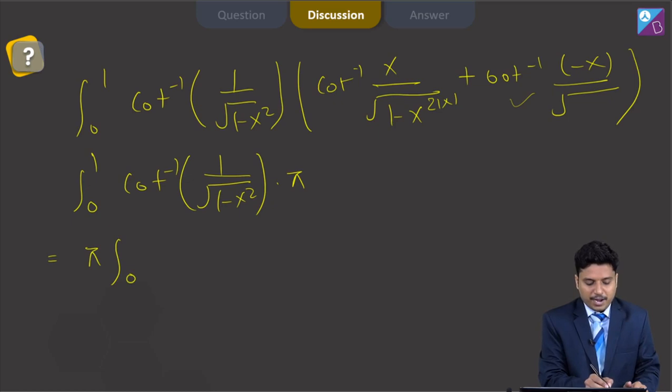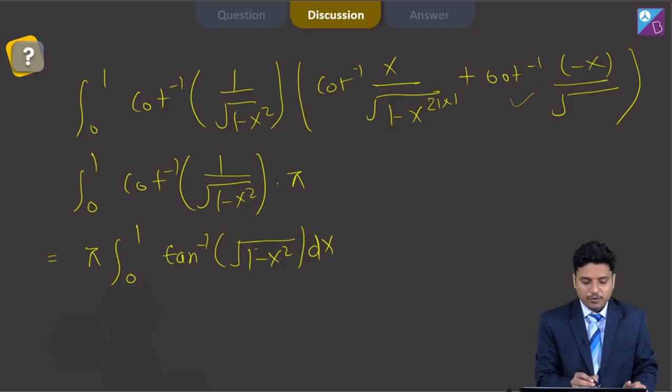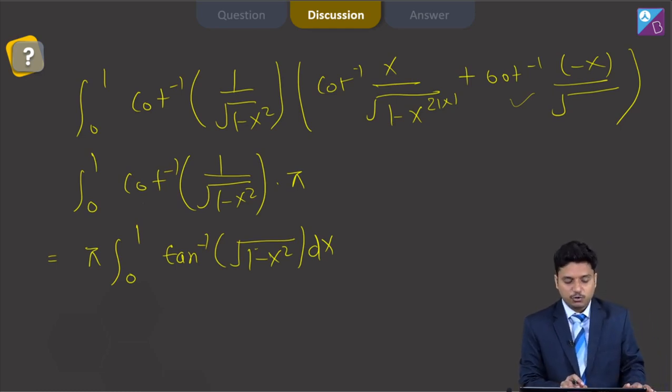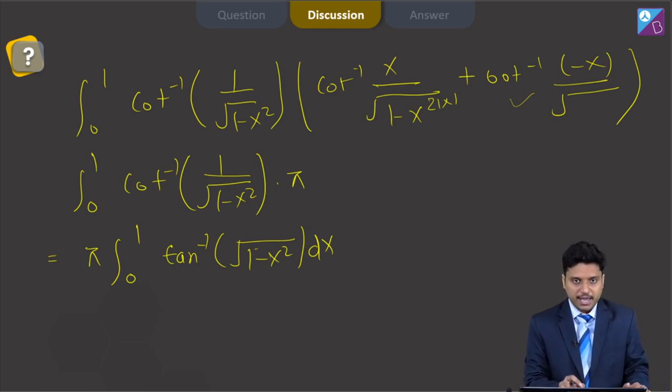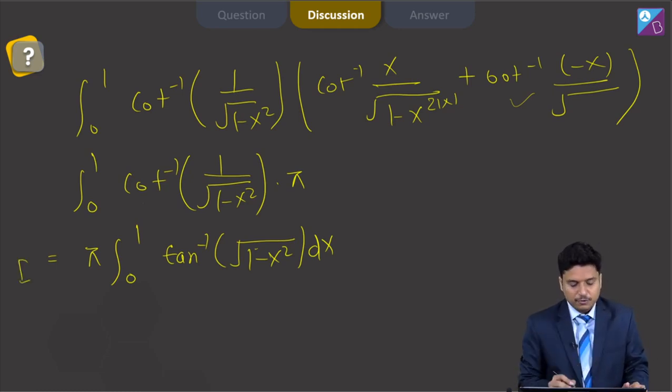So this will be equal to pi times the integral from 0 to 1 of cot inverse 1 upon under root 1 minus x square, or you can simply put tan inverse under root 1 minus x square dx. So now we have to simply target this integration, 0 to 1 tan inverse under root 1 minus x square dx. So this is your integral that we have to find.